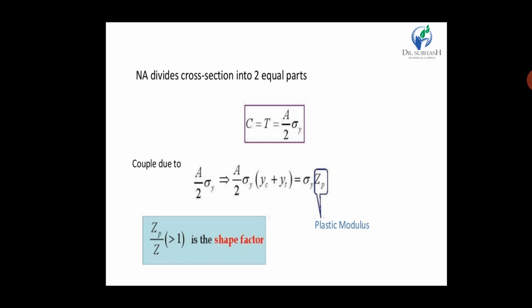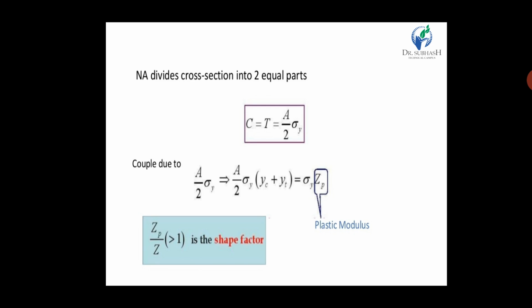So finally the couple due to A by 2 sigma y is equal to A by 2 sigma y into (Yc plus Yt). Here Yc and Yt are the centroids of compression and tension. So we have a constant sigma y multiplied by Zp. Here Zp is nothing but the plastic section modulus. Now how do we calculate the shape factor? It is Zp divided by Z, and it should be greater than or equal to 1. It is nothing but the shape factor.